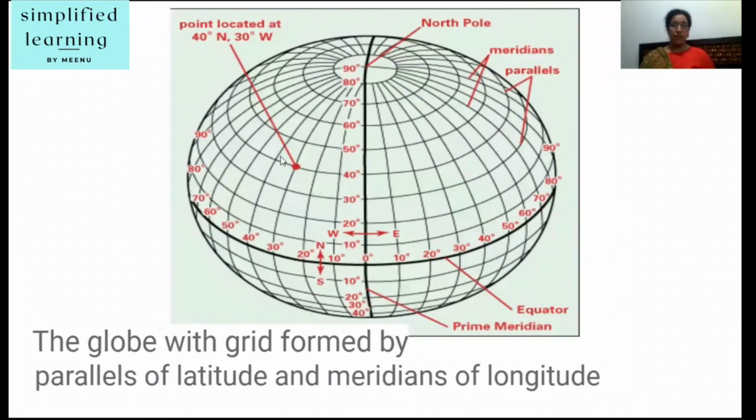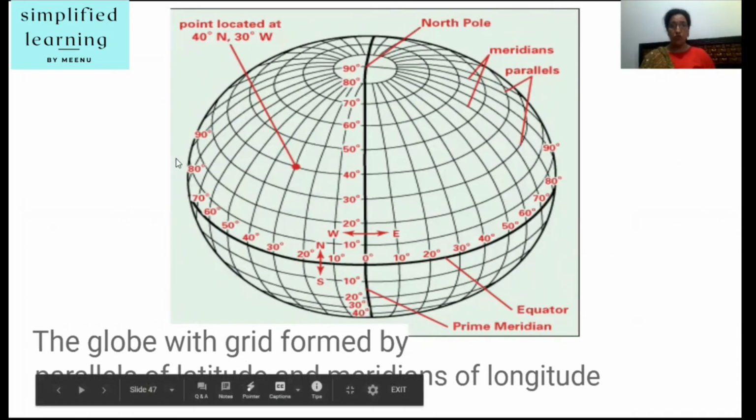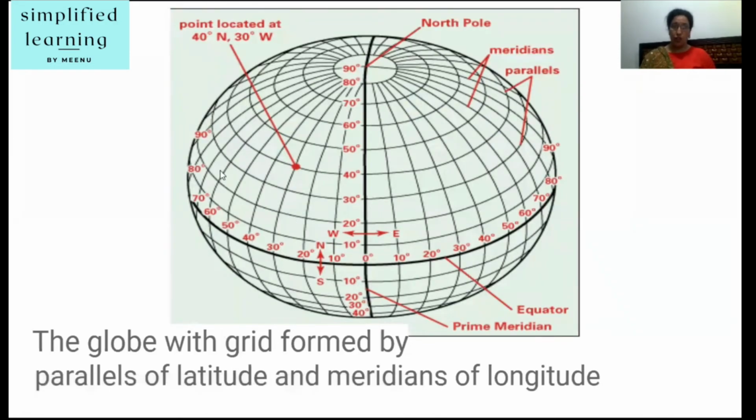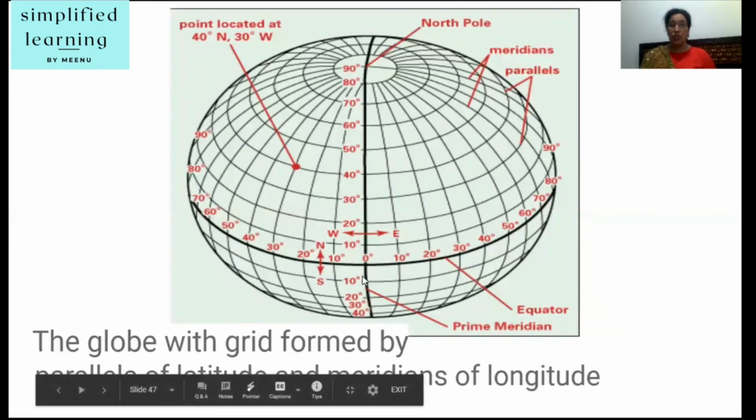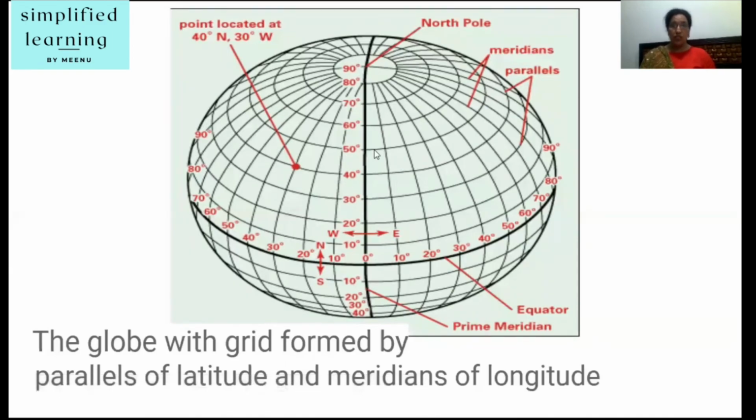Similarly, you can see this grid on the globe also. The globe with a grid formed by parallels of latitude and meridians of longitude. Here also you can see the equator 0°, dividing the earth into two equal parts. And then when you go towards the north, you have 10° north, 20° north, 30°, and it goes on till 90° north, that is the North Pole. Similarly, when you go towards the south, 10° south, 20° south, 30°, and when you reach 90°, it becomes 90° south. So these are all latitudes.